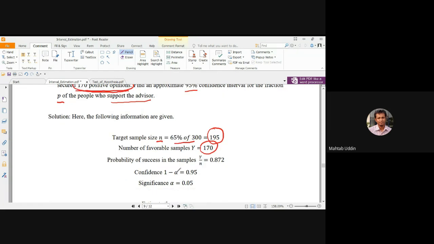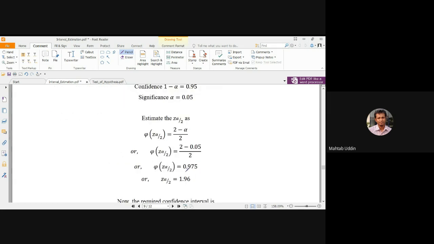Then we need y by n for proportion. Y by n is 0.873. Confidence is 0.95. So what is the significance? 0.05, right? 0.05 is the significance here. Then you can find this as usual process.